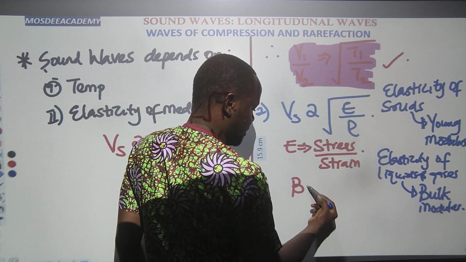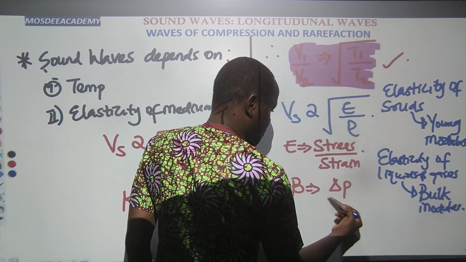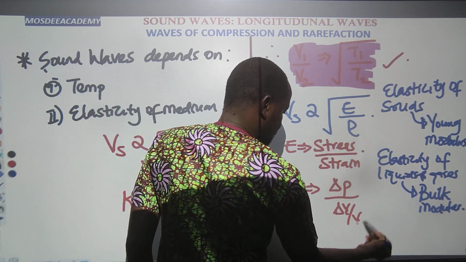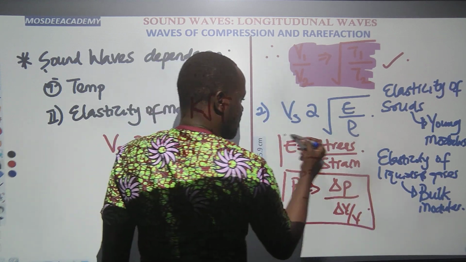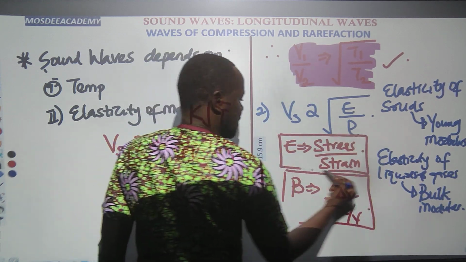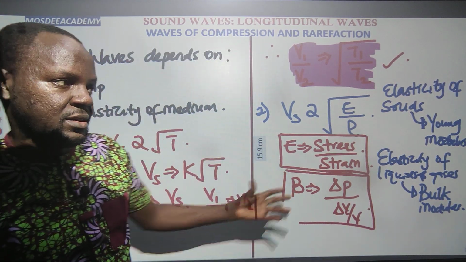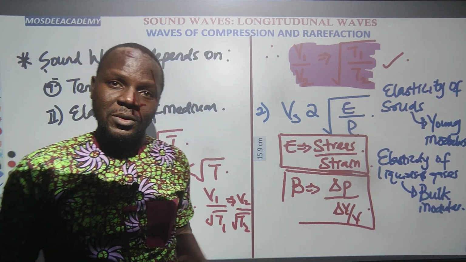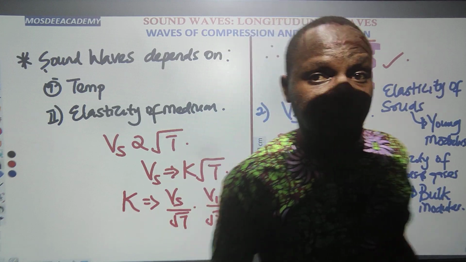I write that one as P is equal to change in pressure, that's ΔP, over change in volume, that's ΔV over V. So these two are also important from your study of elasticity. Under your MEC next time, you will have studied that. Videos are available on the different types of modulus, shear modulus and bulk modulus, for those that are beginners.